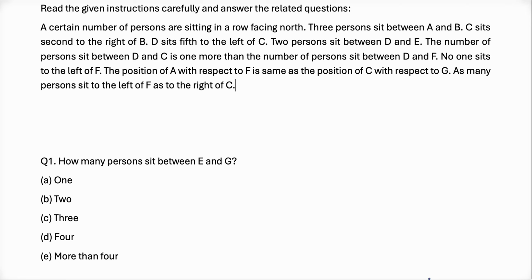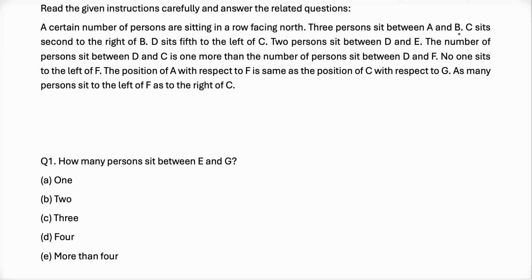Let's see the solution. The best way to solve such puzzle problems is that we move our cursor along the lines as we read. This is important so that we don't miss any of the important hints which are required to solve this puzzle. So it says that a certain number of persons are sitting in a row facing north. The first hint is very important because it says that there are certain persons sitting in a row facing north, but it doesn't tell the number of persons, but it does tell that all of them are facing north.